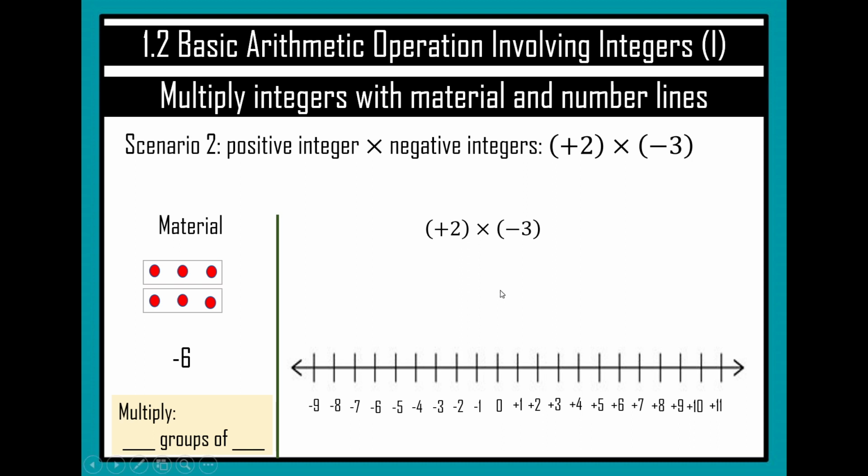On the number line, we are going to start at 0. And then negative 3 means travel 3 to the left. And we are going to do it 2 times. So we already did it once. Now we do it another time. And our final answer is negative 6.